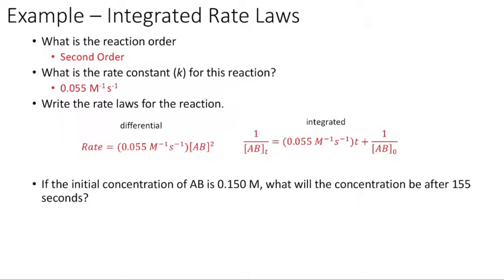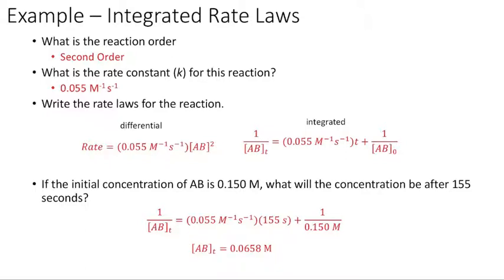The final question is, if the initial concentration of AB is 0.150 molar, what will the concentration be after 155 seconds? This is looking at concentration over time, so we're going to use the integrated rate law that we just wrote, and we're going to plug in the data. So we get 1 over AB at time t, in this case at 155 seconds, equals 0.055 molarity to the minus 1, seconds to the minus 1, times 155 seconds, plus 1 over 0.150 molar, or the initial concentration of AB.